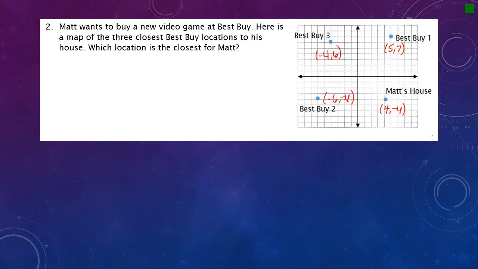So I'm going to just go in order. I'm going to go Matt's house to Best Buy 1 first. So I'm just going to say BB1. That's going to be Best Buy 1. So we're going to do the distance formula here 3 times. Now the good news is that since we are looking for an approximate distance, it doesn't really matter if our answers are perfectly simplified. What matters most is that we can compare the distances easily. So at the end, we're just going to get a decimal because I think that's the easiest way to compare these distances. So I'm going to set up my formula.